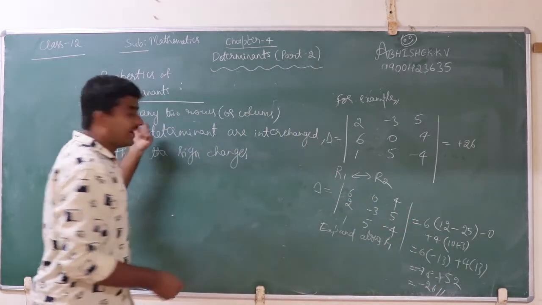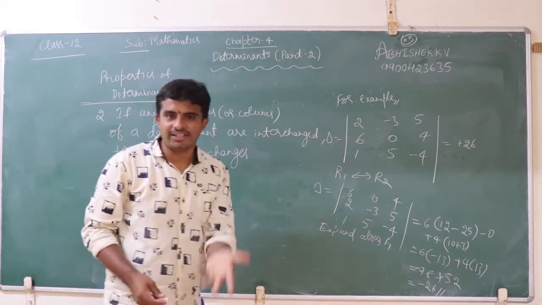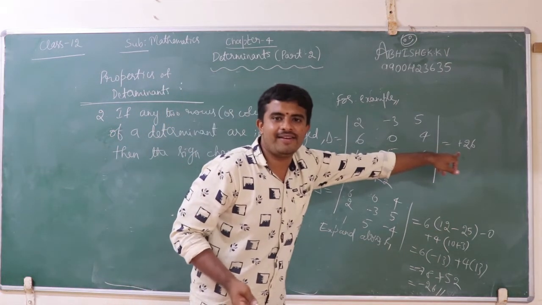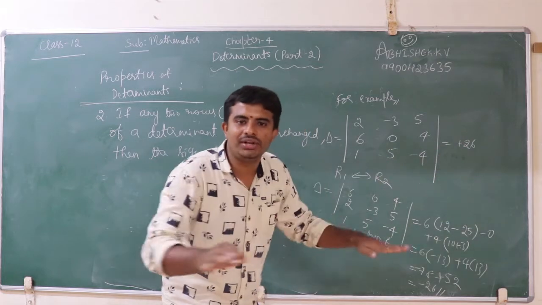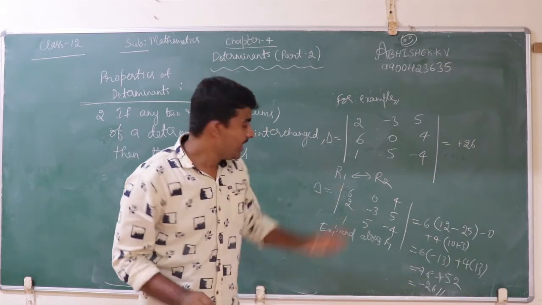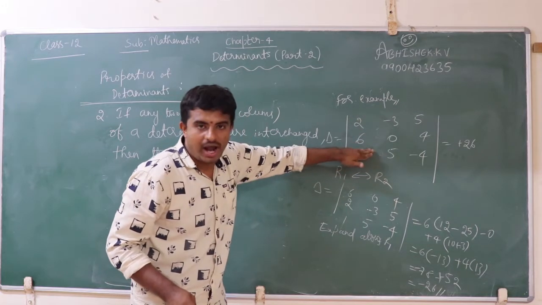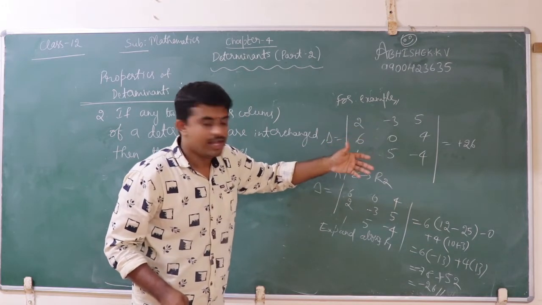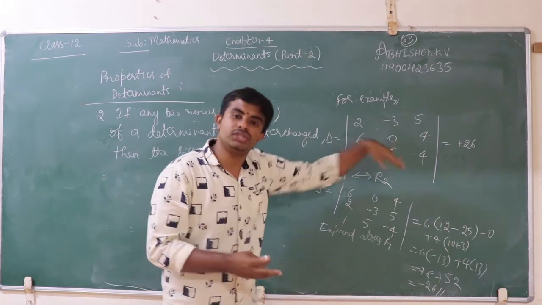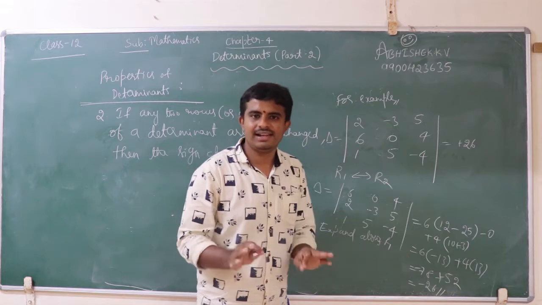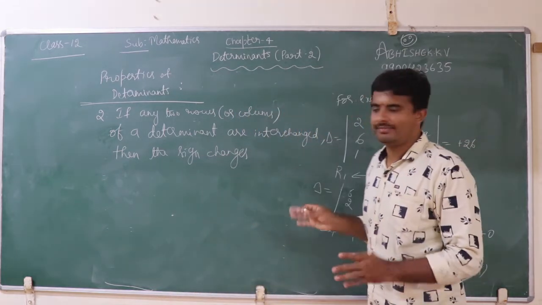That is, the second property says if any two rows or columns are interchanged, then the determinant changes its sign. See, here they have given plus 26. Here I am not going to change any row and column. If I change R1 to R2, R2 to R1, or C1 to C2, C2 to C1, again you will get the same answer. Is it clear? So this is about the second property. Please note down.